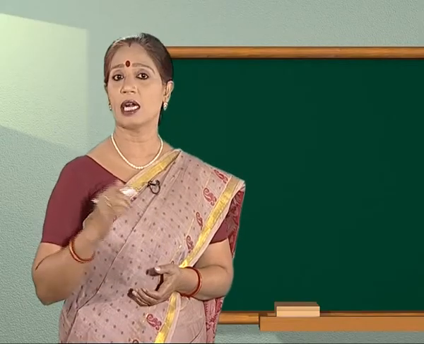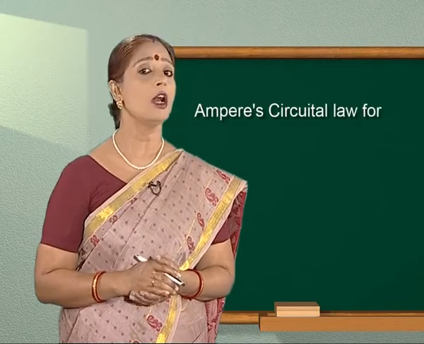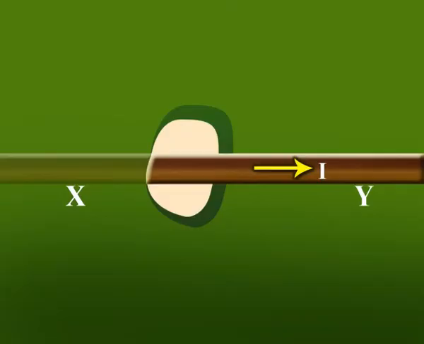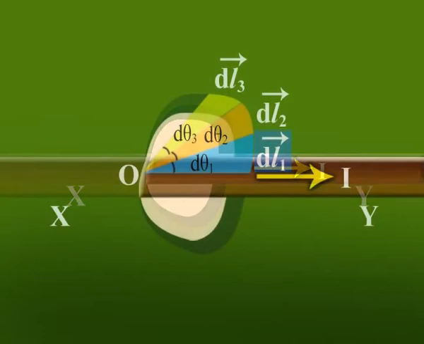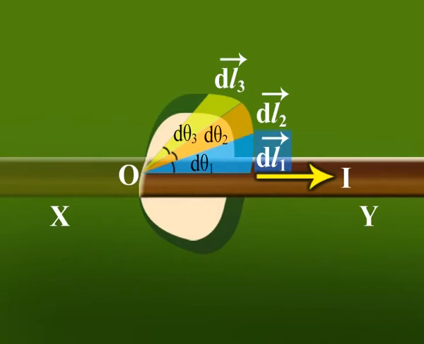Let us continue our understanding of Ampere's circuital law for any arbitrary closed path. Now we consider any arbitrary closed path around a long straight conductor XY carrying current I from X to Y. Let us divide the closed path into a large number of small elements of length dl1, dl2, dl3 and so on. Let d theta 1, d theta 2, d theta 3 and so on be the angles subtended by the various small elements at point O through which the conductor is passing.